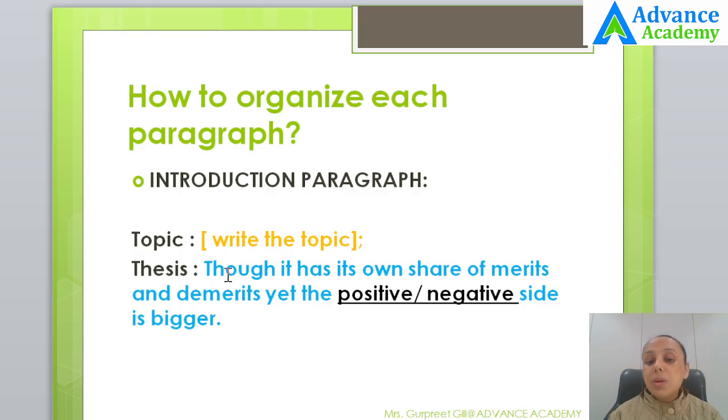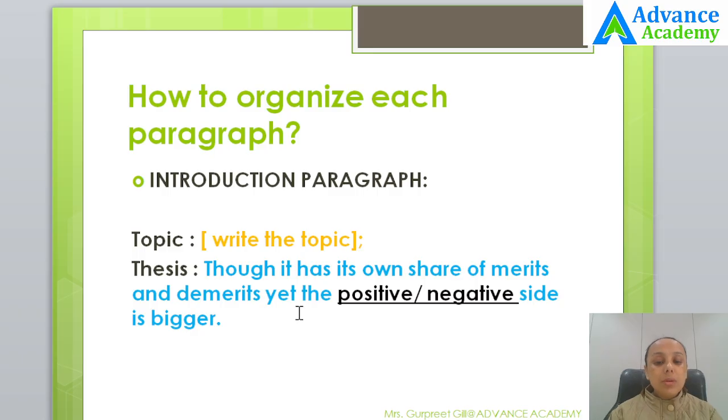Then the thesis would be, though it has its own share of merits and demerits, yet the dash side is bigger. It's your choice whether you want to say the positive side is bigger or the negative side is bigger. You have to think about it with much thought and deliberation which side you want to choose to be bigger in this particular essay.